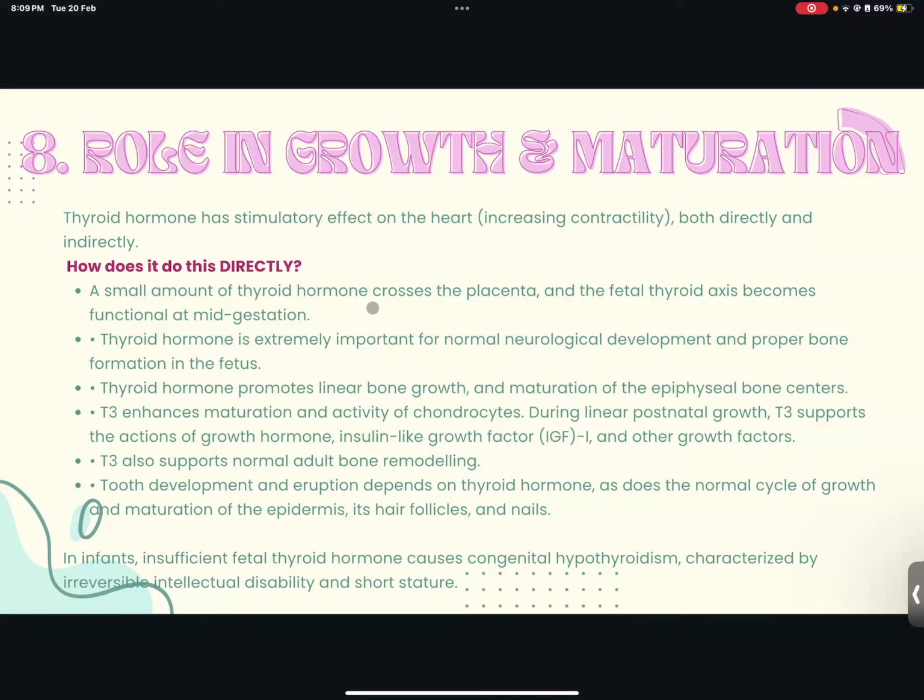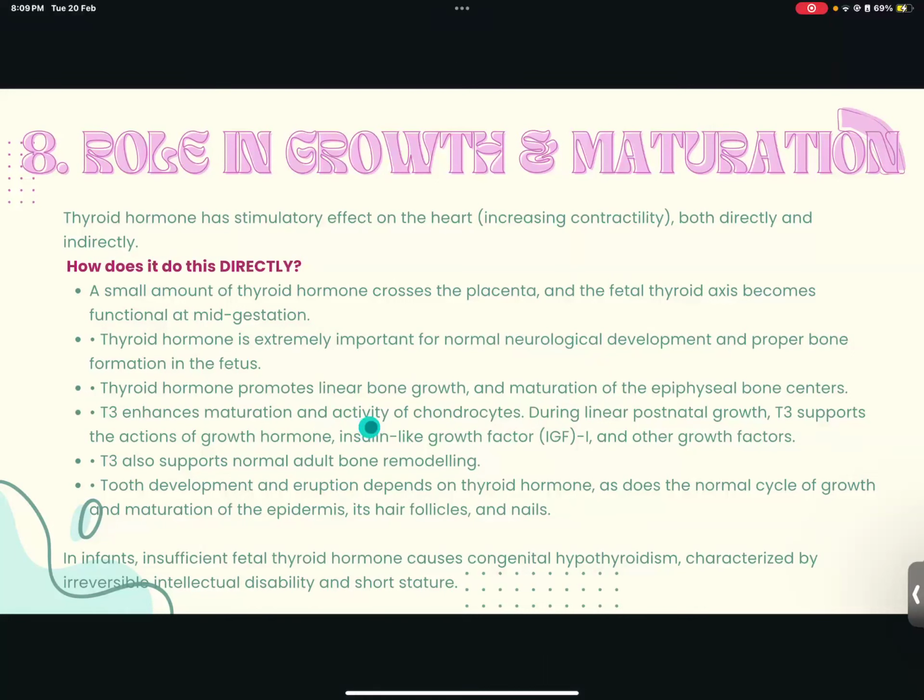And it also promotes linear bone growth and maturation of the epiphyseal bone centers. So the epiphyseal bone centers, or the epiphyseal plates, are the plates at the end of the bone, in the cartilage area. That epiphyseal plate will grow as the child grows, and then at some point in life, it's going to close off and become bone. So it starts off as cartilage and then it'll become bone towards the end of the child's puberty. And thyroid hormone is important in the maturation of epiphyseal bone plates.